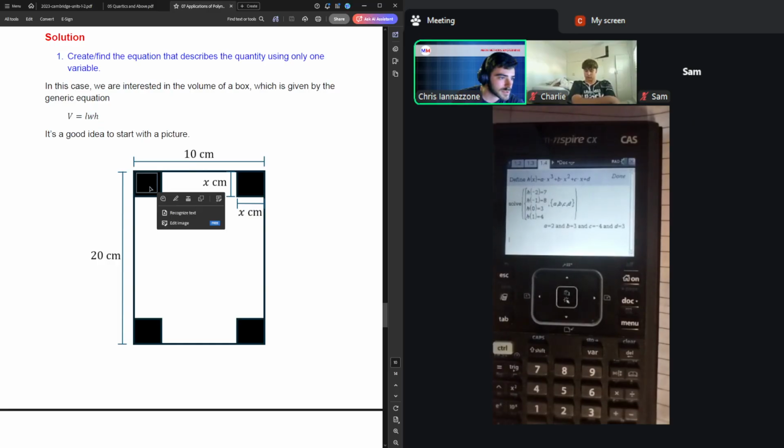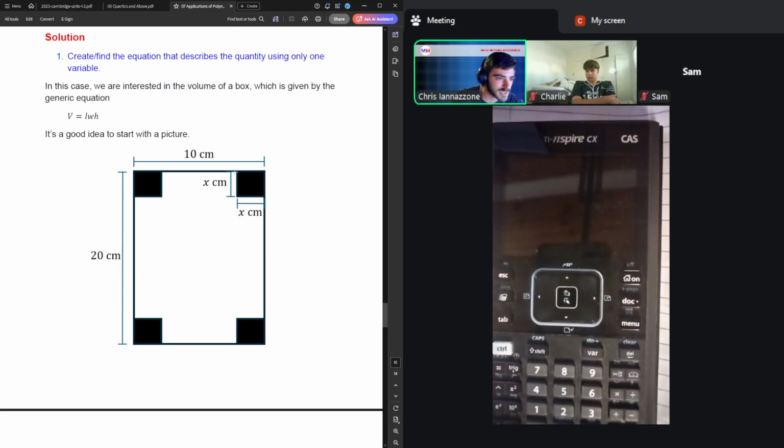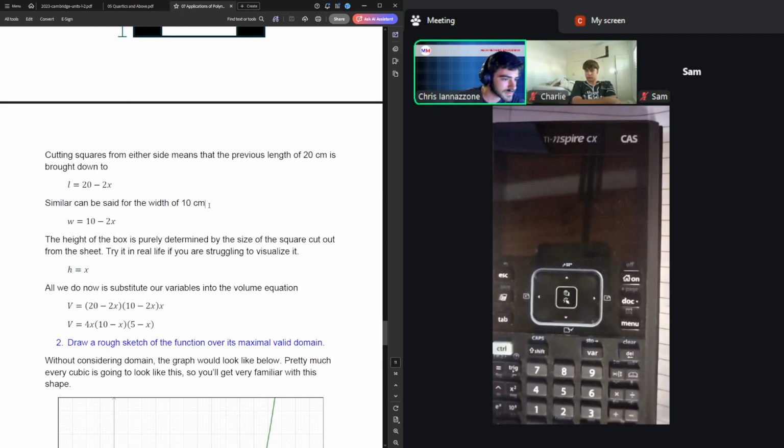Height, for those who haven't done this experiment before, please do. Just get a piece of paper, cut it out and make a box. Because what you'll need to understand is that the cutouts that you're using end up being the height of the box itself. So if you cut this out and you imagine folding this bit inwards, the height of how it would stand up would be x. So your height is just x.